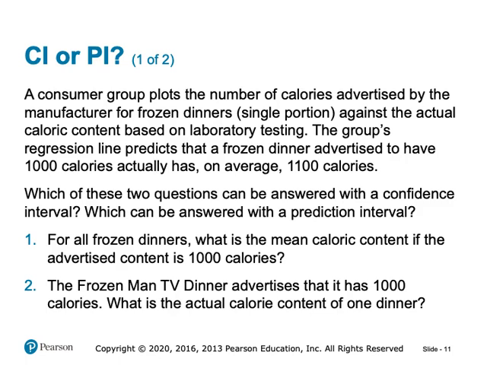The confidence interval will give us a range where we expect the true mean calorie content for these dinners to lie. 2. The Frozen Man TV dinner advertises that it has 1,000 calories. What is the actual calorie content of one dinner? This question, on the other hand, is focused on predicting the calorie content of a single frozen dinner, specifically the Frozen Man TV dinner. To answer this, we would use a prediction interval. The prediction interval will give us a range within which we expect the actual calorie content of that single dinner to fall, accounting for the greater variability in individual outcomes.